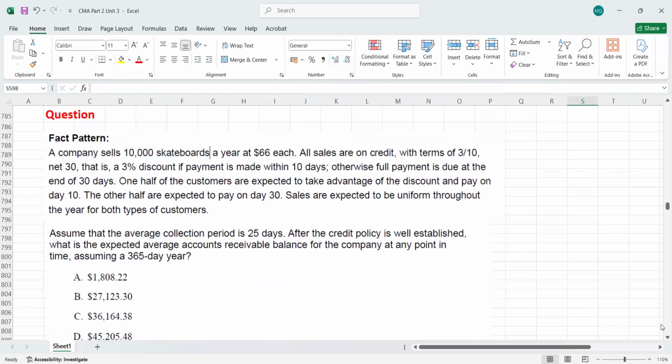Now we got another question, and see the change in requirements, what they are asking. Same question: we are selling 10,000 skateboards a year at $66 each. This is your sales data. All sales are on credit with terms of 3/10 net 30. A 3% discount will be given if payment is made within 10 days; otherwise, you will pay in 30 days. 50% of the customers are taking the discount, and 50% are paying on day 30. Sales are expected to be uniform throughout the year for both types of customers.